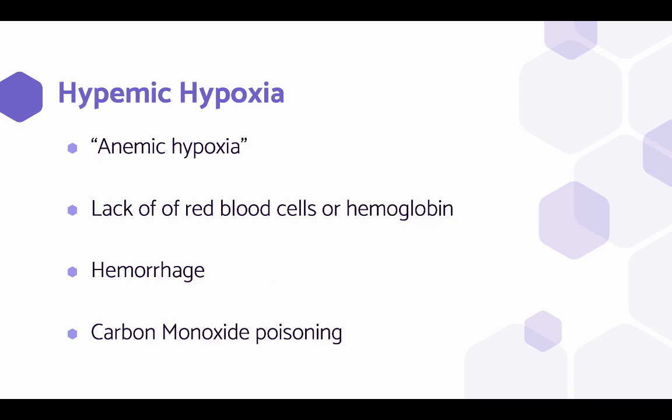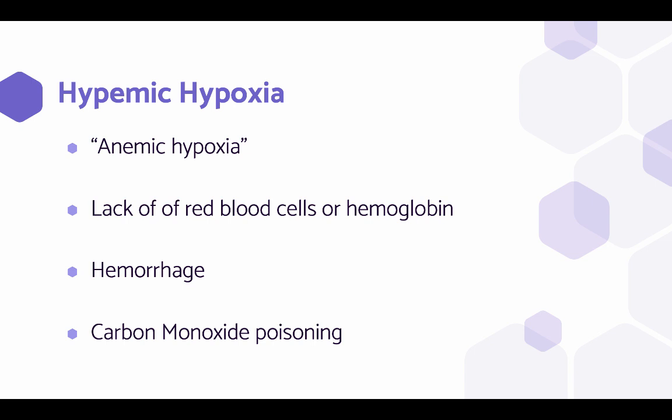And finally, we have hypemic hypoxia, or anemic hypoxia. So think of anemia. In this type of hypoxia, we have a lack of red blood cells, a lack of hemoglobin. So we've got oxygen coming in, but there's just not enough hemoglobins to attach to. So in traumatic states, or even non-traumatic states like hemorrhage, and carbon monoxide poisoning as well, with carbon monoxide taking up all of our hemoglobins, we just don't have the carrying capacity for the oxygen coming into the body.